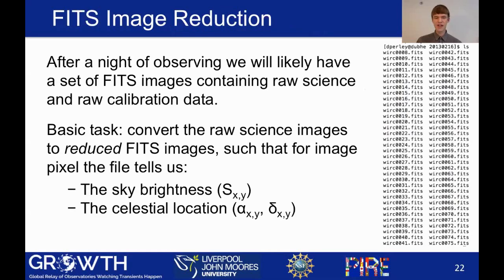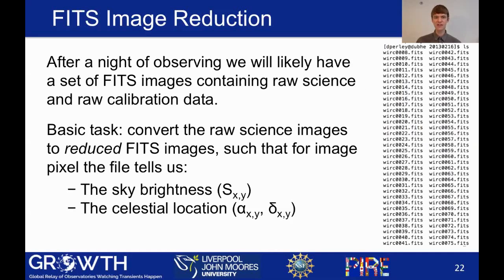So I'll now move on to the second part of this lecture, which describes the steps that we take in practice to convert raw images to usable science images. In other words, image reduction. So after a night of observing, we will likely have a large number of FITS images containing both the science images of the source or sources of interest that we want to understand, as well as the raw calibration data that was taken at the start of the night or the end of the night.